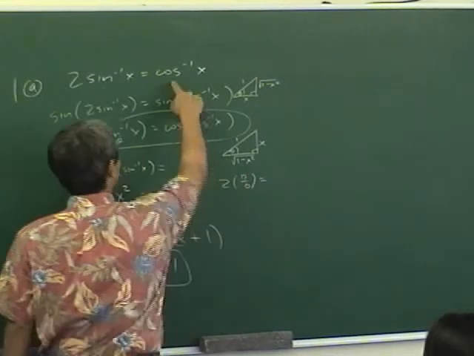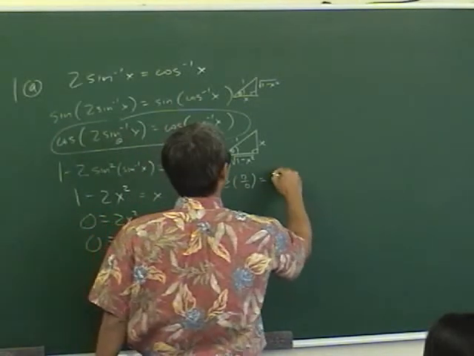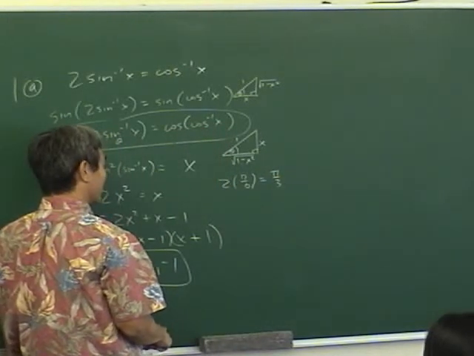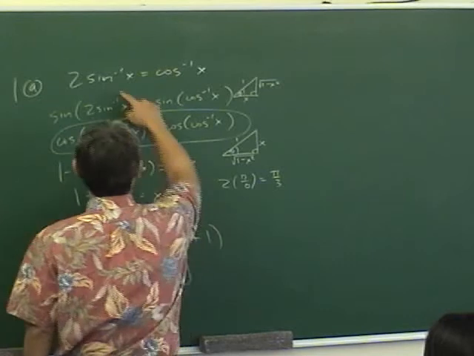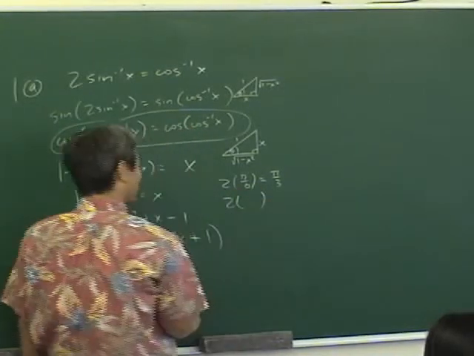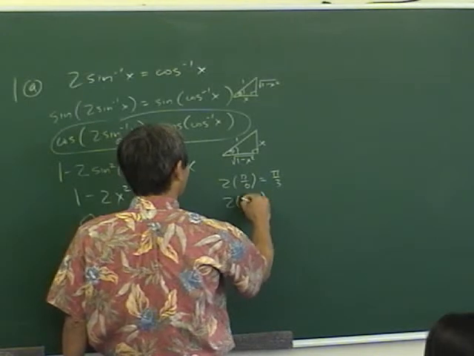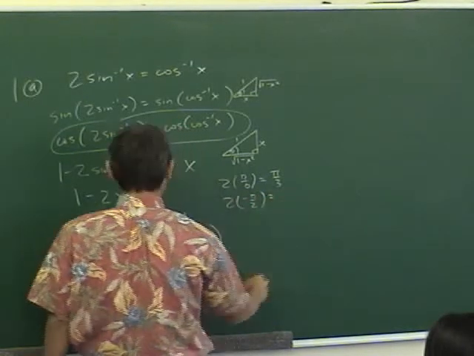equals, what is cosine inverse 1/2? Pi over 3. Is that true? Wait, let me get my calculator. Yeah. Okay, now plug in negative 1. 2 times sine inverse negative 1, which is negative pi over 2. Come on, you guys said you did last night's homework.